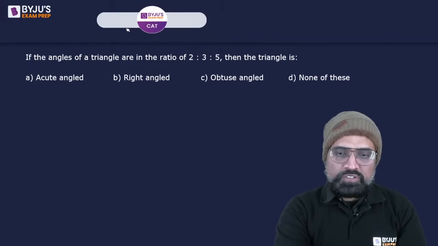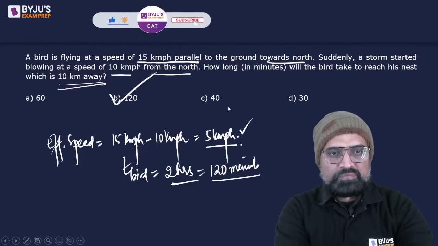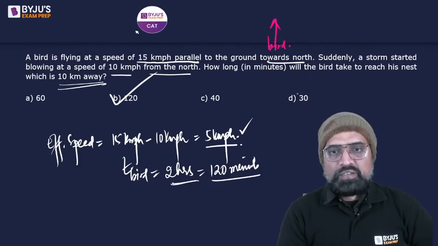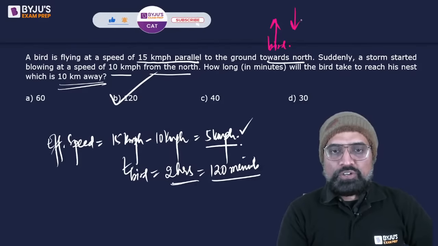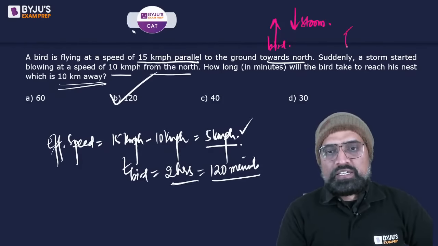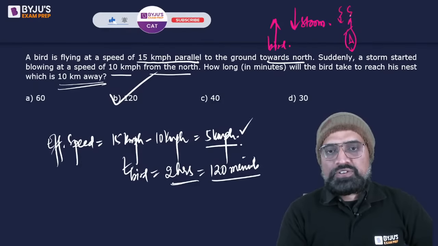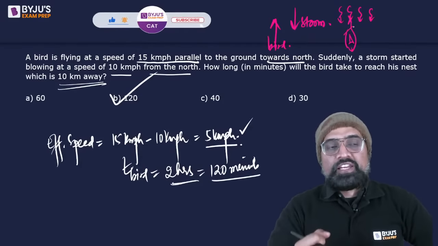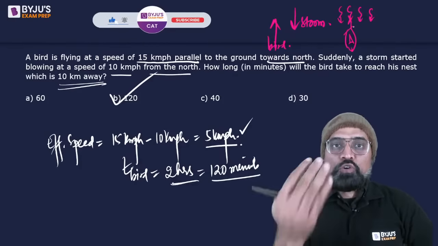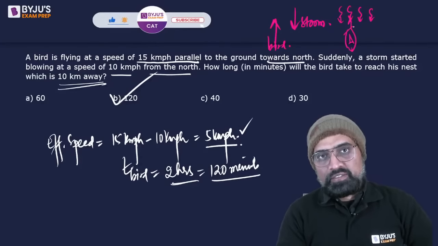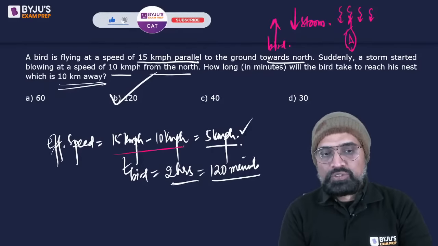No, that was from the north, right? A bird is flying towards north. This is the bird. A storm started blowing at a speed from the north, so the storm is coming in this direction. This is like a boat trying to sail in this direction while the stream is moving towards it. So the boat will feel a lot of push, and in order to overcome that push, the boat will miss out on some of its own speed. Some speed will cancel out. So it will reduce, not add.